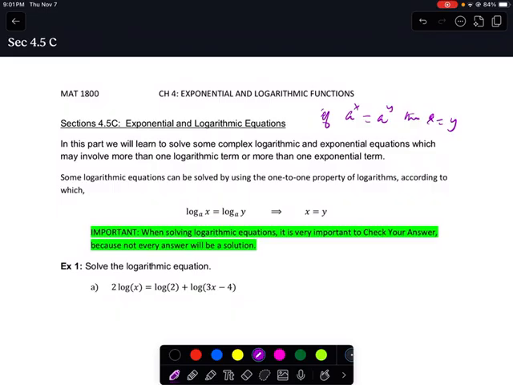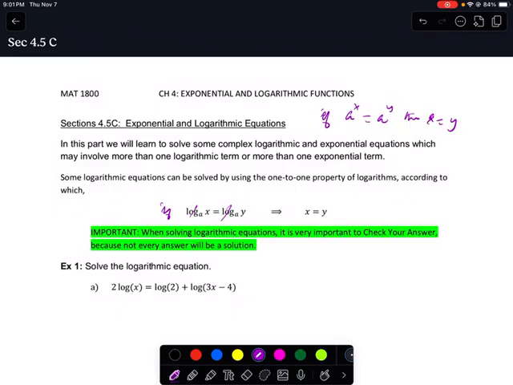Okay, and now in the same way we have a one-to-one property for logarithms, which says if log of x to the base a equals log of y to the base a, then the arguments of the logs will be the same. So the log goes away. In other words, we can cancel the log and we get x is equal to y.